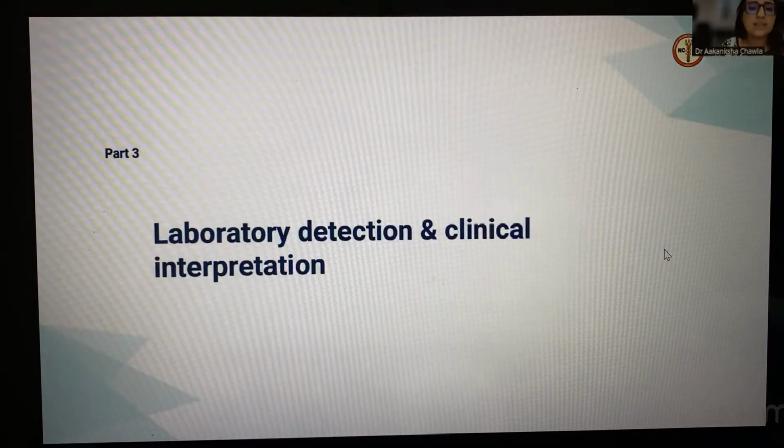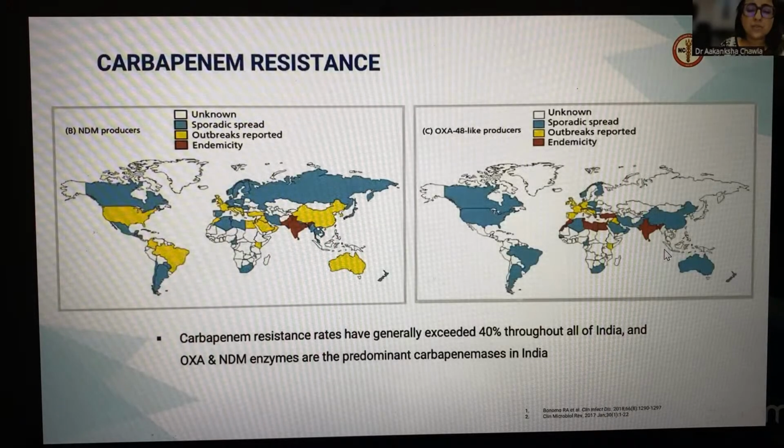So how do we detect this in the lab? And how do you clinically interpret? The carbapenem resistance we know has exceeded about 40%, and this data is from 2017 and 18, which, you understand, has increased much more. And OXAs and NDM enzymes are the predominant carbapenemases in India.